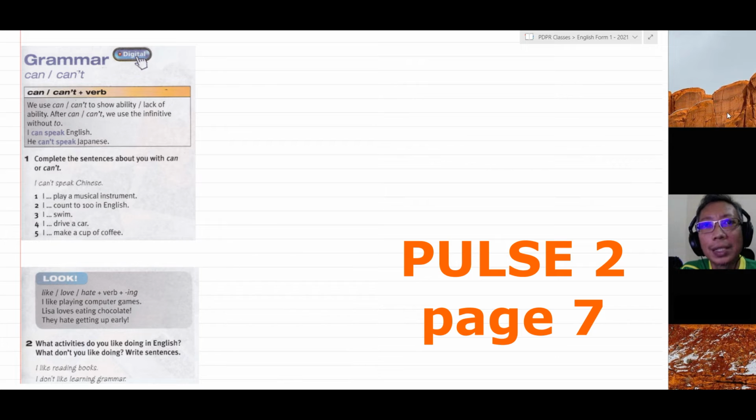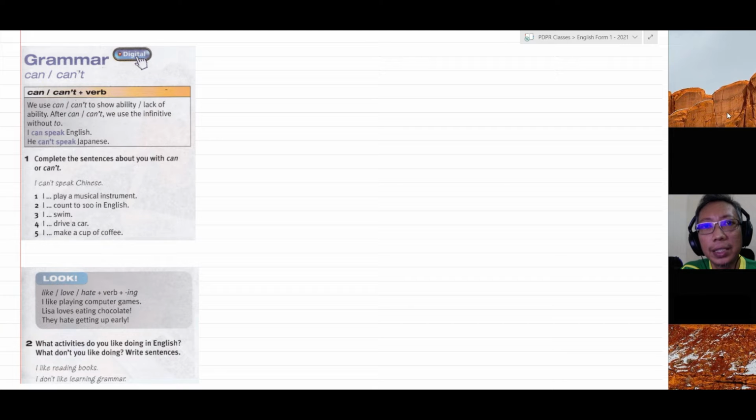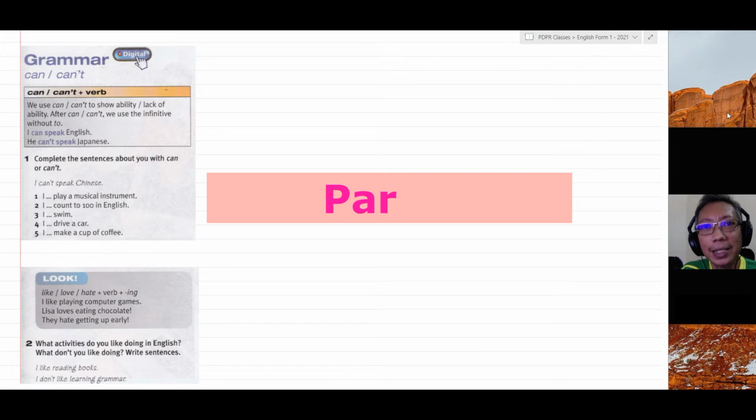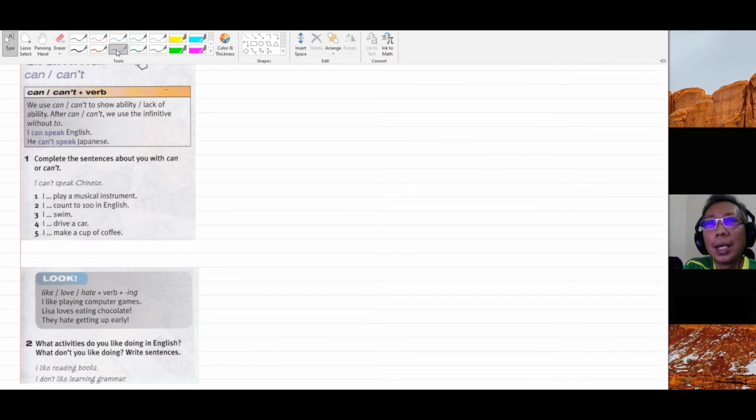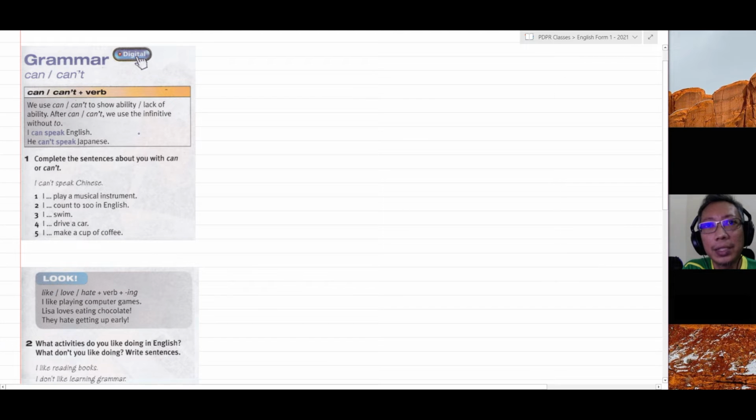Hello everyone. Let's continue. Pulse 2 textbook, page 7. The first lesson is on grammar. Can, can't. I would like you to copy this grammar table into your exercise book. Can/can't plus verb. We use can or can't to show ability or lack of ability. After can or can't, we use the infinitive without to.